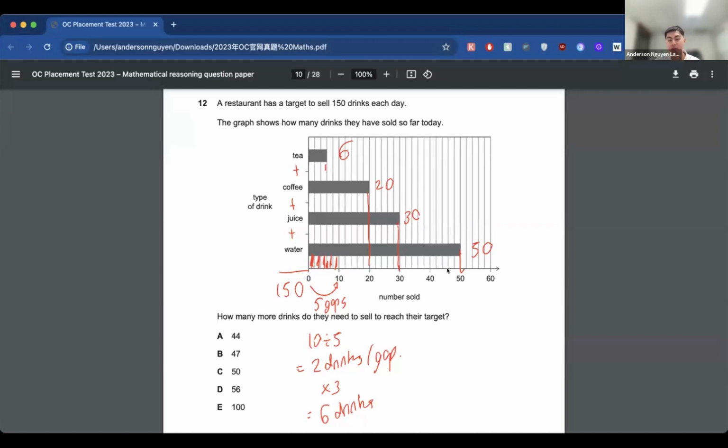6 plus 20 plus 30 plus 50, add them all up, equals 106 drinks. So now you ask yourself, well, how many drinks are left? 150 minus 106 is 44 drinks remaining.